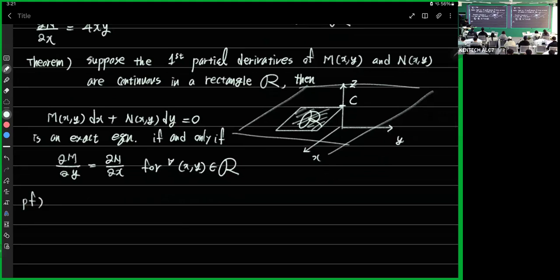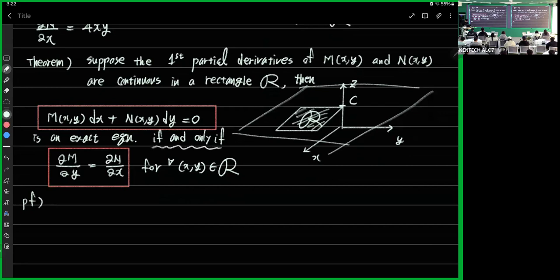Give me a second. This is exact is equal to this. That's the key point. So how can I prove this? If and only if means what? A sufficient and necessary condition. So we have to show both directions: if this is exact, then this is true. That's this one, right? The other statement, if this is true, then this is exact. So we prove it this way.